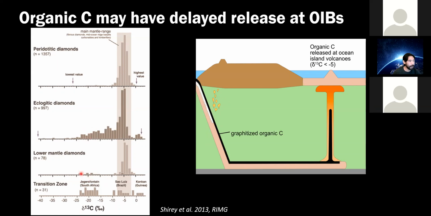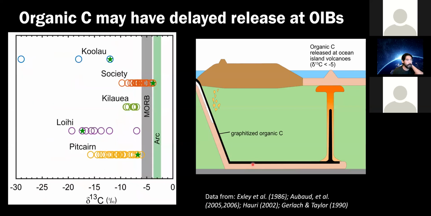And we can also see that if we look at lower mantle diamonds and transition zone diamonds, they do have these populations at these more negative values, perhaps suggesting that this deep carbon could be sourced from surficial organic carbon that's being subducted past the arcs into the deep mantle. And also, we want to look at perhaps the CO2 being emitted at these ocean islands. Is there any evidence that they might be emitting light delta 13C CO2?